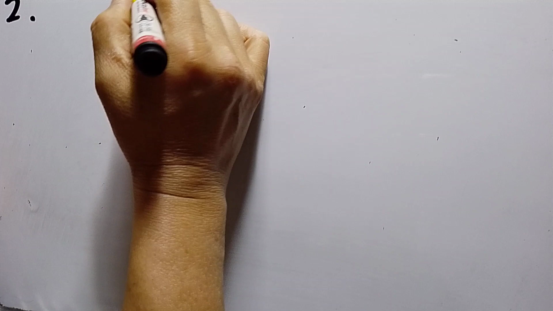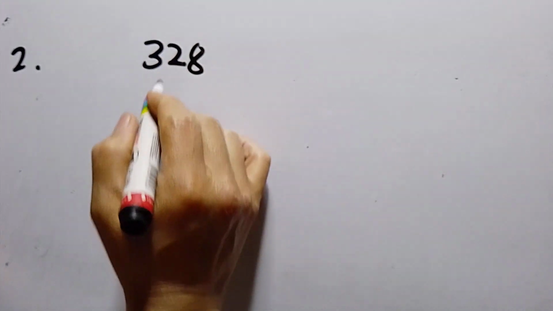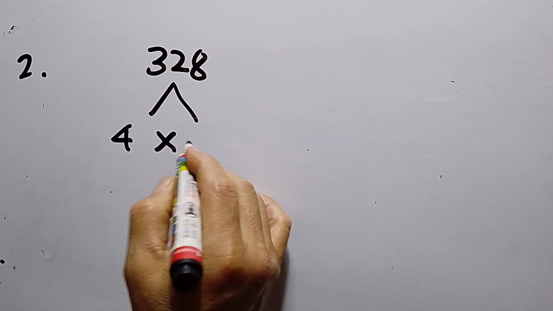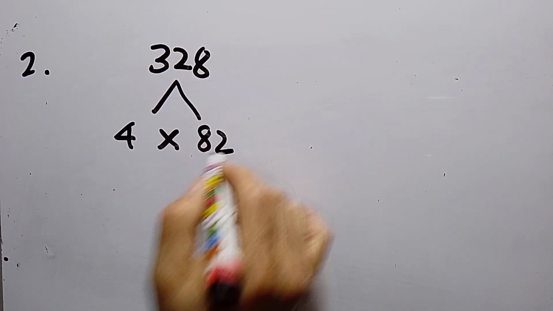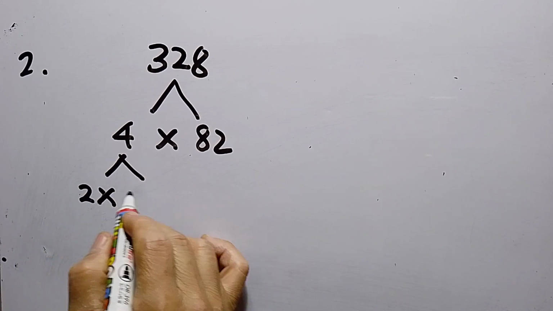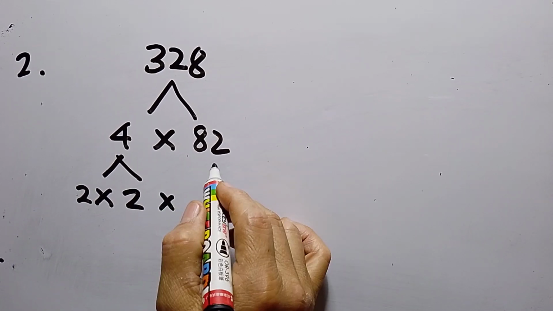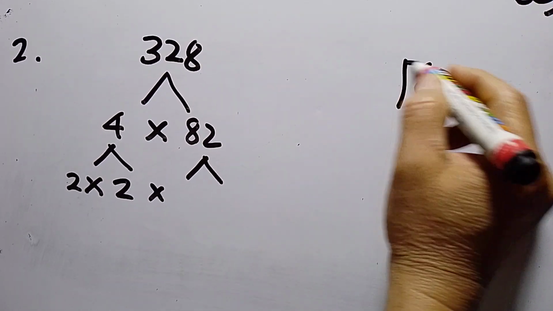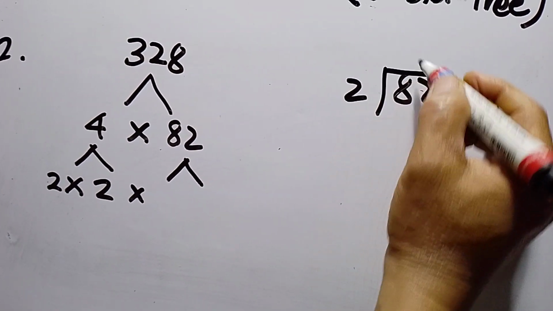So I have here 328. 328 factors are 4 times 82. And then break this one. Factors of 4 are 2 times 2 times, how about 82? We know that 82 can be divided by 2. So 8 divided by 2 is 4.